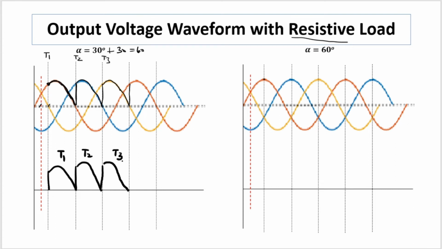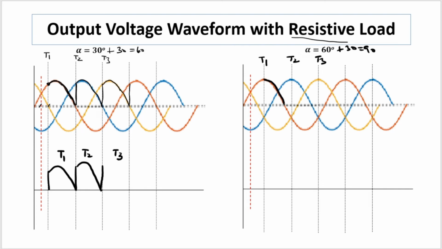Now for the same pure resistive load, we'll take another instant of firing angle, that is alpha equal to 60 degrees. So alpha equal to 60 means eventually it is 90. So T1 will trigger at the peak of red, T2 at the peak of blue, and T3 at the peak of the yellow phase. So we'll draw the envelope of the output voltage wave. It will continue till 0.